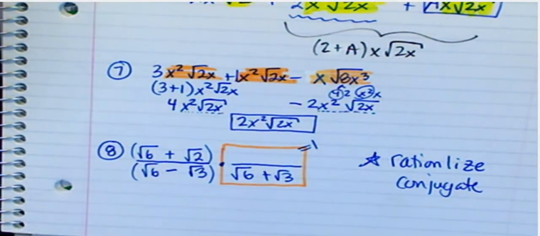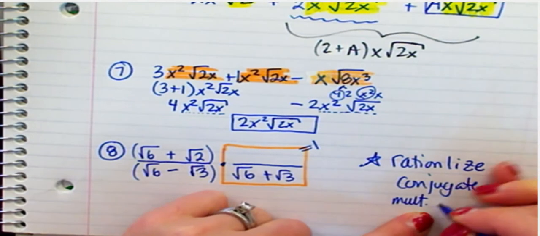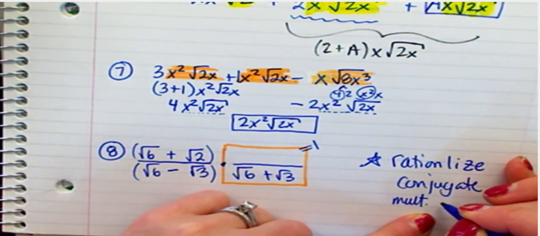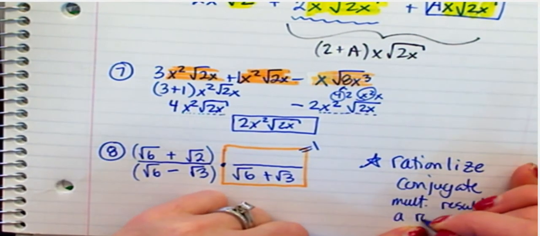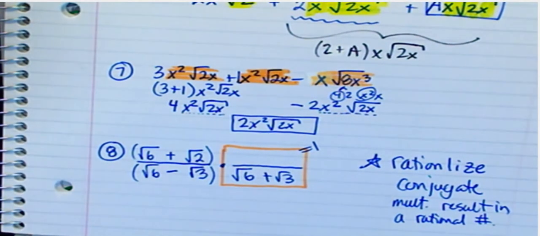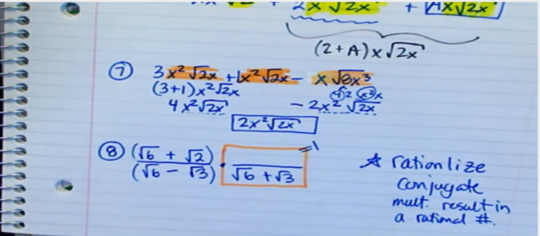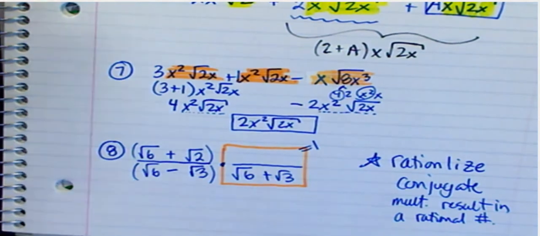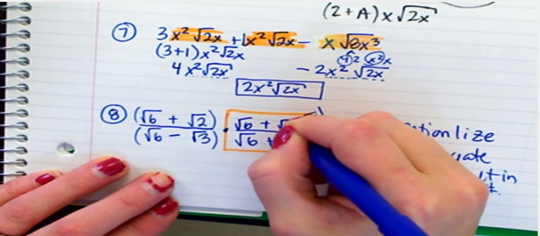I need the quantities in the denominator to turn into a real number. Conjugates multiplied result in a rational number. That's why it's called rationalize. Turn it into a rational number. So when you multiply those conjugates, you get a rational denominator. Now this does have to be 1, so I'm going to copy the same quantity here.